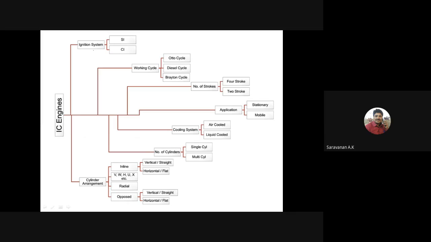For the ignition system, we have two types: the SI engine and the CI engine, that is, spark ignition and compression ignition. Most spark ignition engines are in the category of the Otto cycle, and compression ignition engines are in the category of the diesel cycle. For the working cycle: Otto cycle, diesel cycle, and Brayton cycle. Then the number of strokes: two-stroke and four-stroke, and depending on the application, there are many. Then the cooling system: air cooled and liquid cooled. Number of cylinders: single cylinder and multi-cylinder, and the cylinder arrangements.